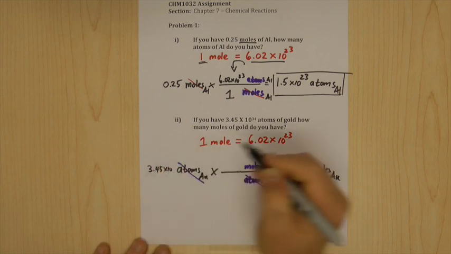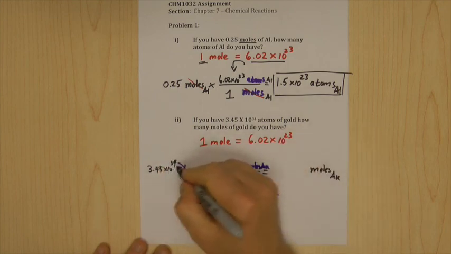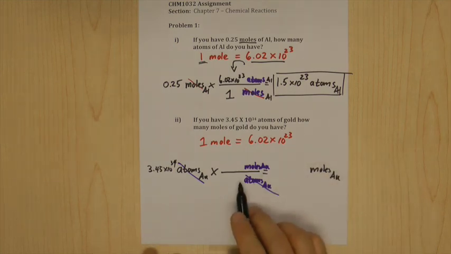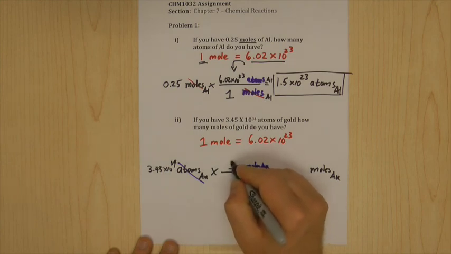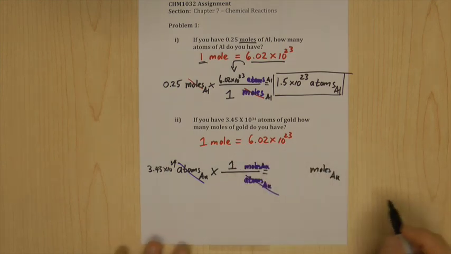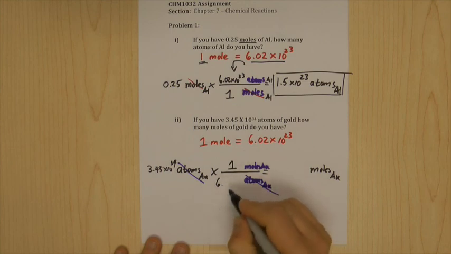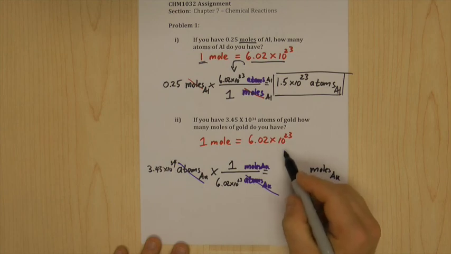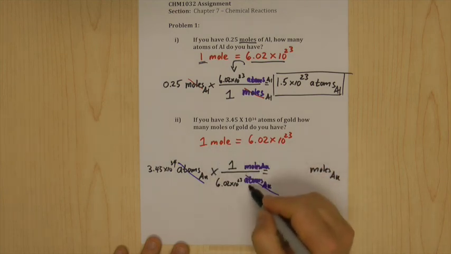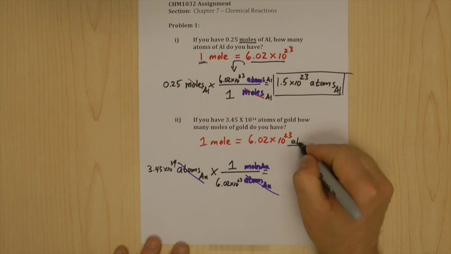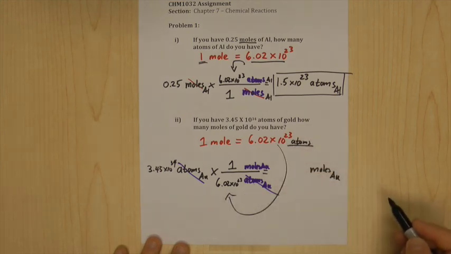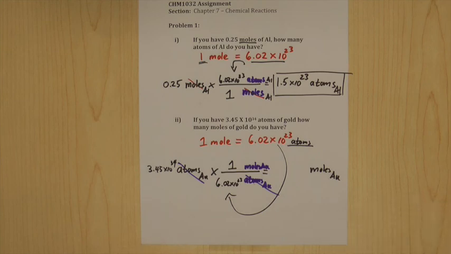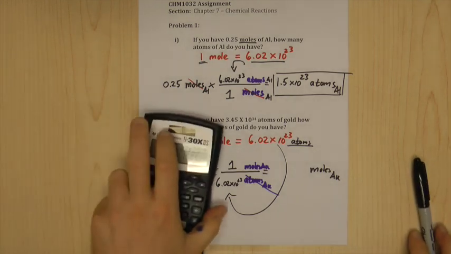We have 3.45 times 10 to the 34 multiplied now. Be careful here. We want the moles of Au on top. So mole number 1 goes on top. 6.02 times 10 to the 23 goes on the bottom. How do I know? Because the one went with the mole, this goes with whatever other unit I have. So this could have been atoms, for example. This goes on the bottom.